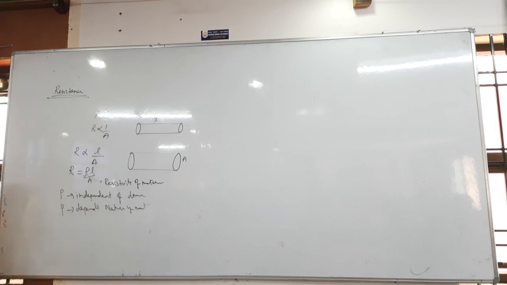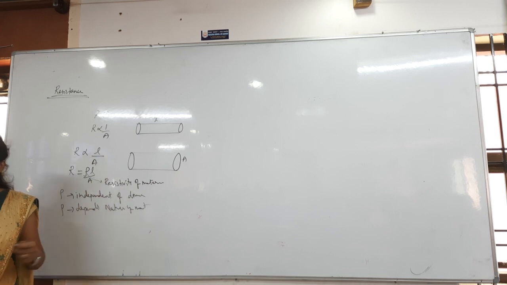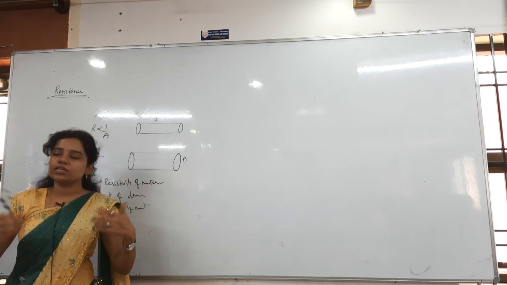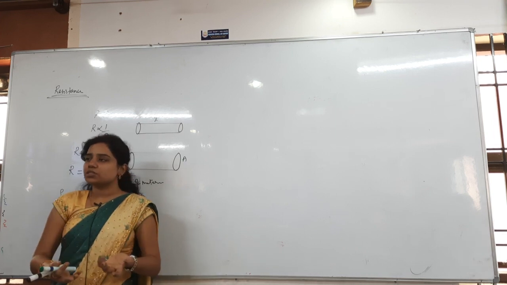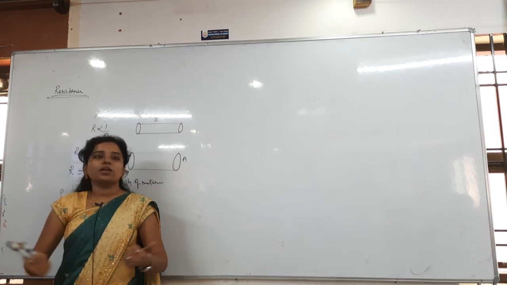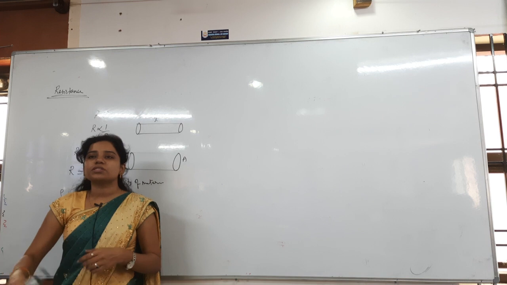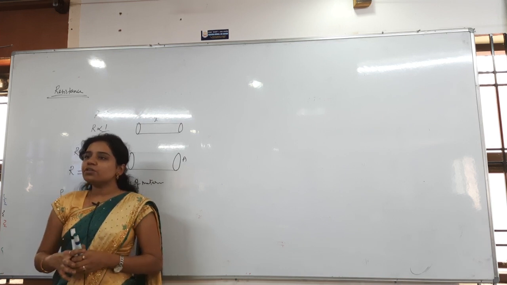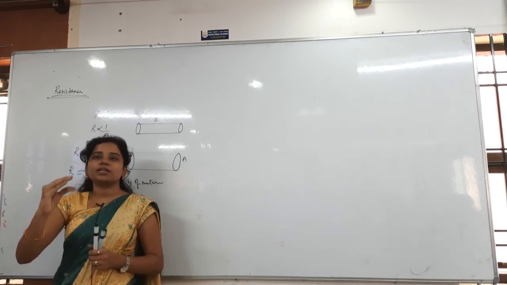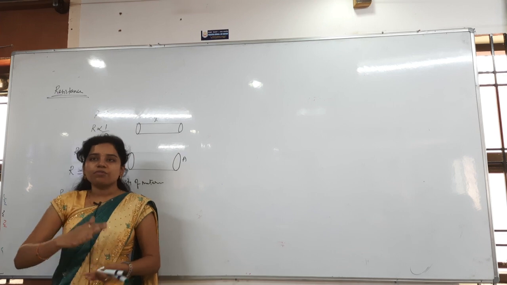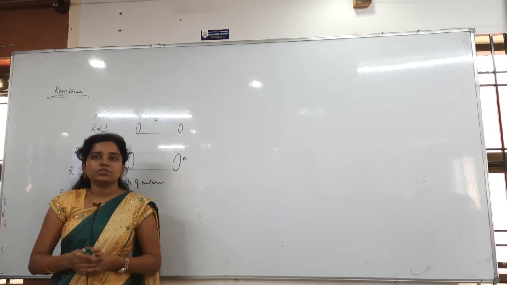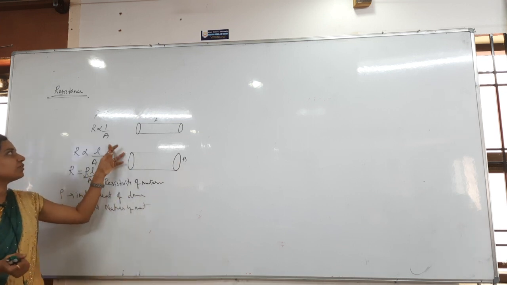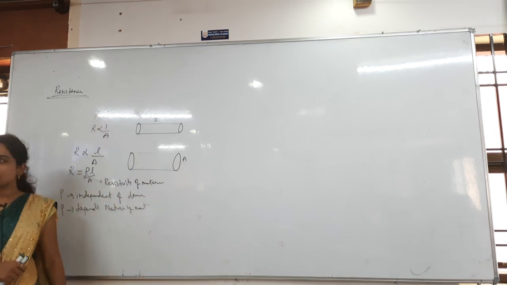This is about resistance. Basic resistance: R is directly proportional to length. Whenever you take a small conductor, resistance will be less. Whenever you take a longer conductor, resistance will be more. Whenever you take a smaller area conductor, resistance is more. Whenever you take a wider area conductor, resistance will be less. So R is inversely proportional to the area, and R is directly proportional to the length.